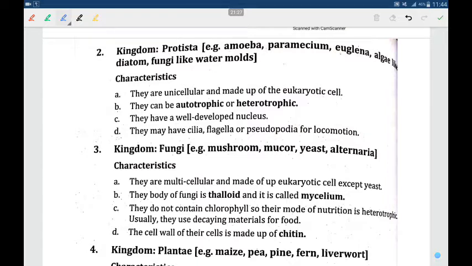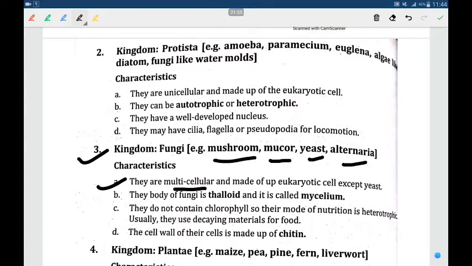Dear students, now let's go to another kingdom, fungi. Which organisms belong to this? Mushroom, mucor, alternaria. Characteristics. What are the characteristics? Number one, they are multicellular.